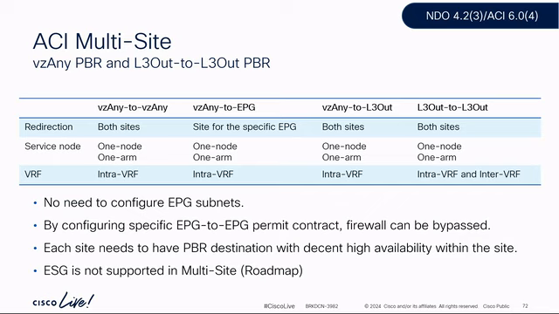Except VZNE to EPG, we redirect traffic in both sites if it's inter-site traffic. And then we support one node, one arm. And only L3 out to L3 out, we support inter-VRF as well. No need to configure EPG subnet anymore, except L3 out, because for L3 out, we always need to put a subnet. But for regular EPGs, you don't need to put a subnet. If you want to bypass it, you can just create a specific to specific permit.